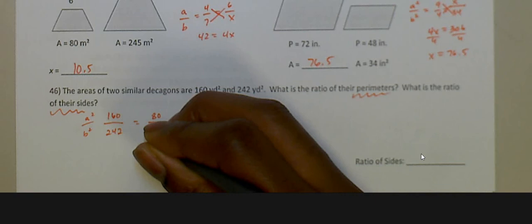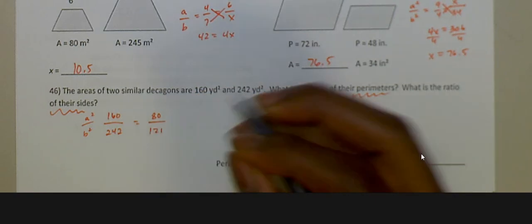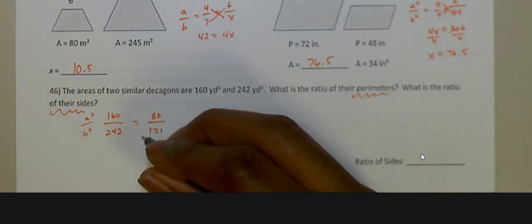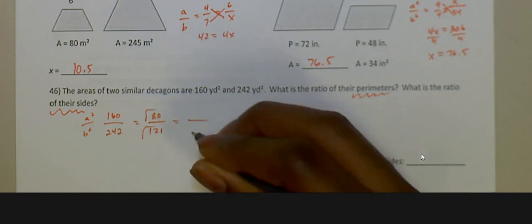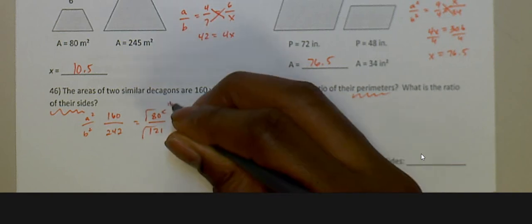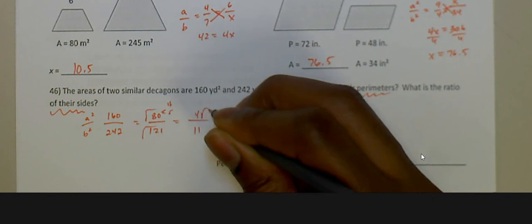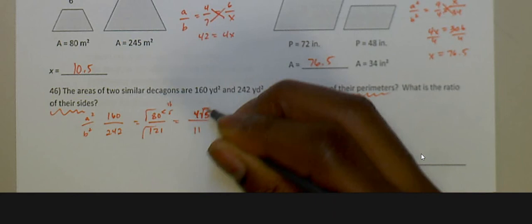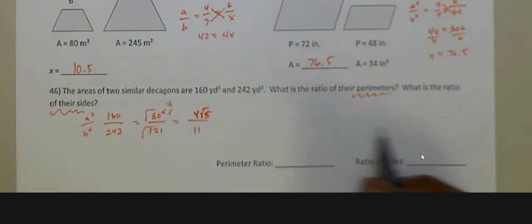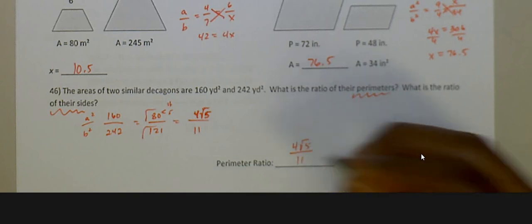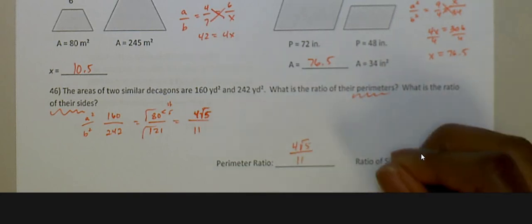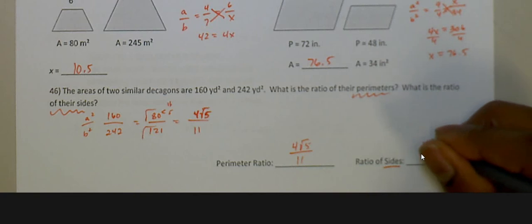80, 121. Okay, 121 is a perfect square. Take the square root of that, take the square root of this. 11, and that's 16 and 5, 4 radical 5. And that's as simplified as it gets. Okay, so that's a to b. We know that because we took the square root of a squared to b squared. So our perimeter ratio is 4 radical 5 over 11. The ratio of their sides is the same, 4 radical 5 over 11.